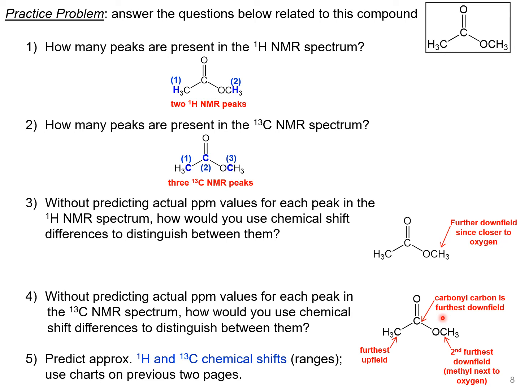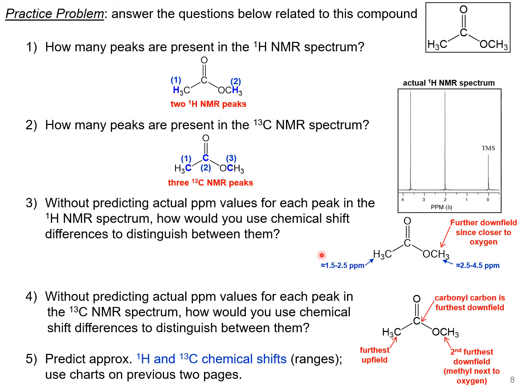All right, now let's actually see if we can predict roughly what chemical shifts we would expect for the protons and carbons in this molecule using the charts on the previous 2 pages. Let's start with proton NMR. Well, we know that this is going to be further downfield, these methyl hydrogens, than this. Hydrogens on carbons attached to electronegative atoms could be anywhere from, say, 2.5 to about 4.5 parts per million. For the hydrogens on the carbon attached to a carbon, which is then attached to electronegative atoms, 1.5 to 2.5 parts per million.